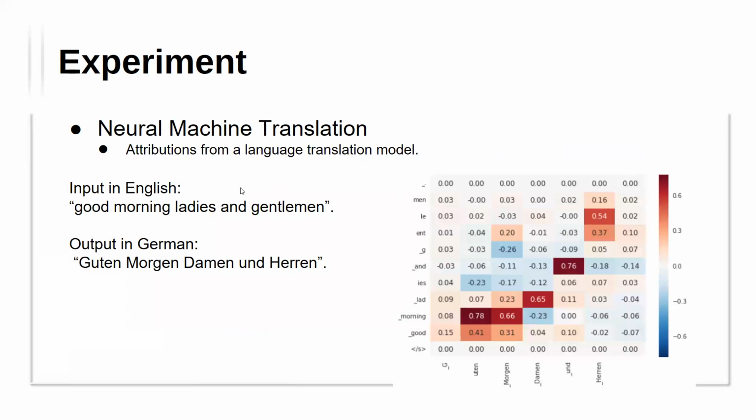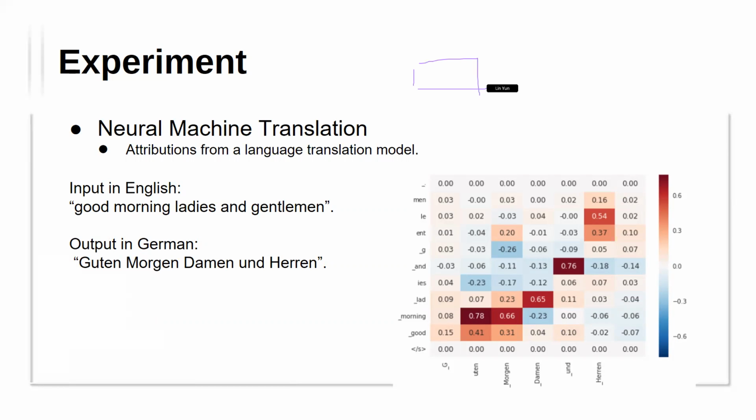And the fourth experiment is on neural machine translation. Basically, the input is in English and the output is in German. But I don't know German. The idea is that when the meaning of an English word and a German word is similar, then their attribution value is high.